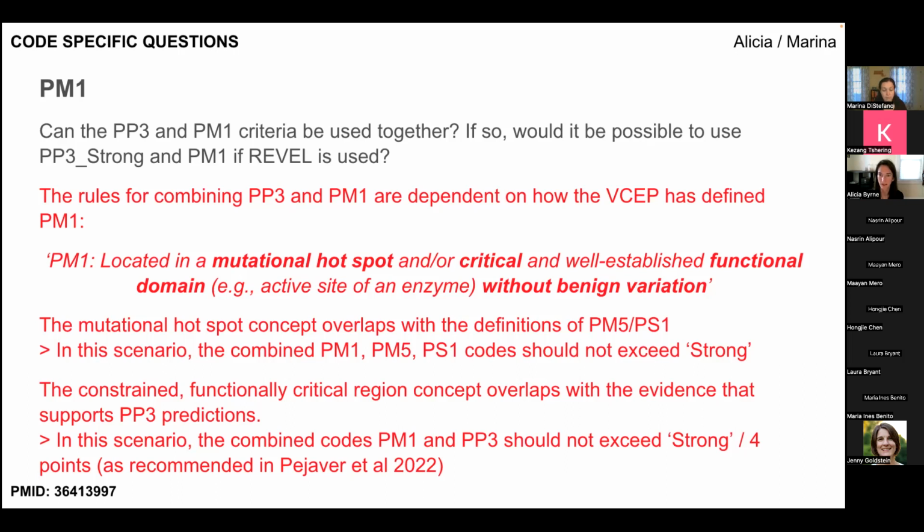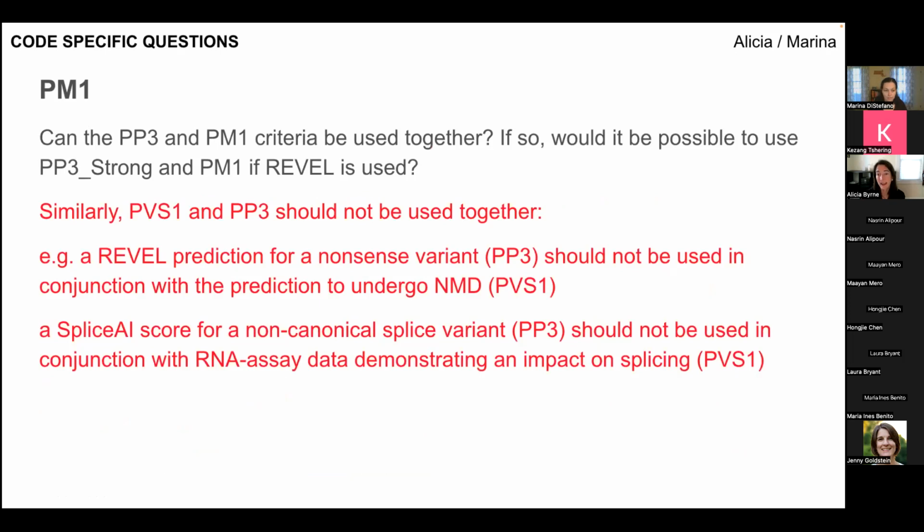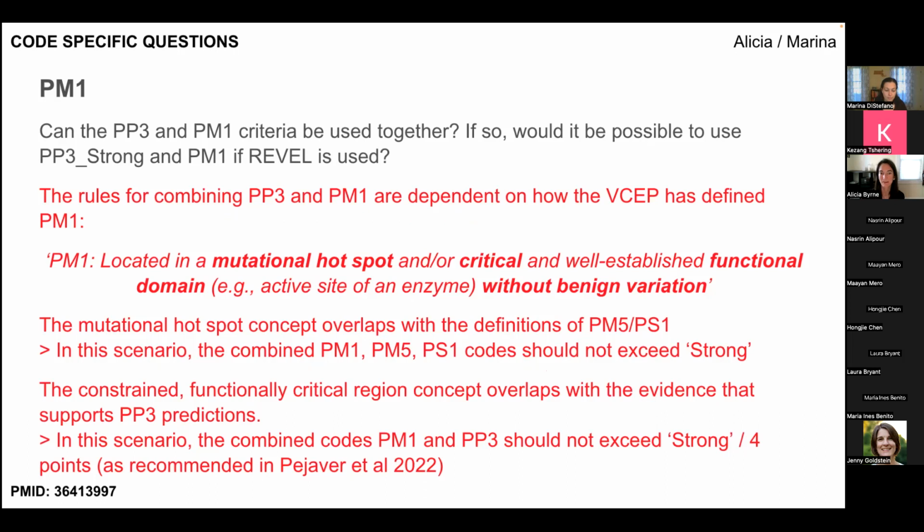And this is also the recommendation that was published in the Pejaver paper, that these two together shouldn't exceed strong or 4 points. But in summary, PM1 is a tricky code because it's combining two concepts, and VCEPs use it. Most of the time, they'll only use it as the mutational hotspot concept or the constrained functionally critical concept, but there are a couple that have both definitions in play at the same time.